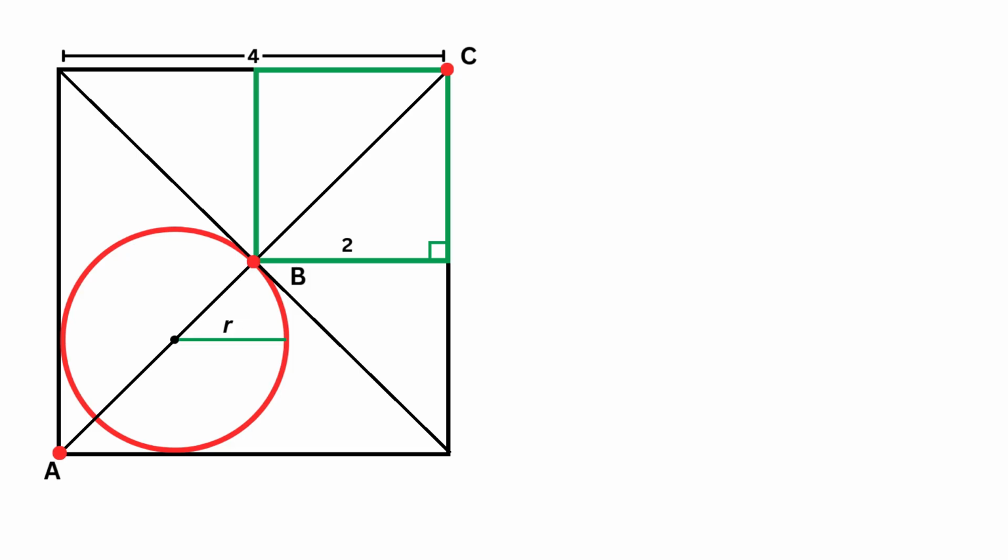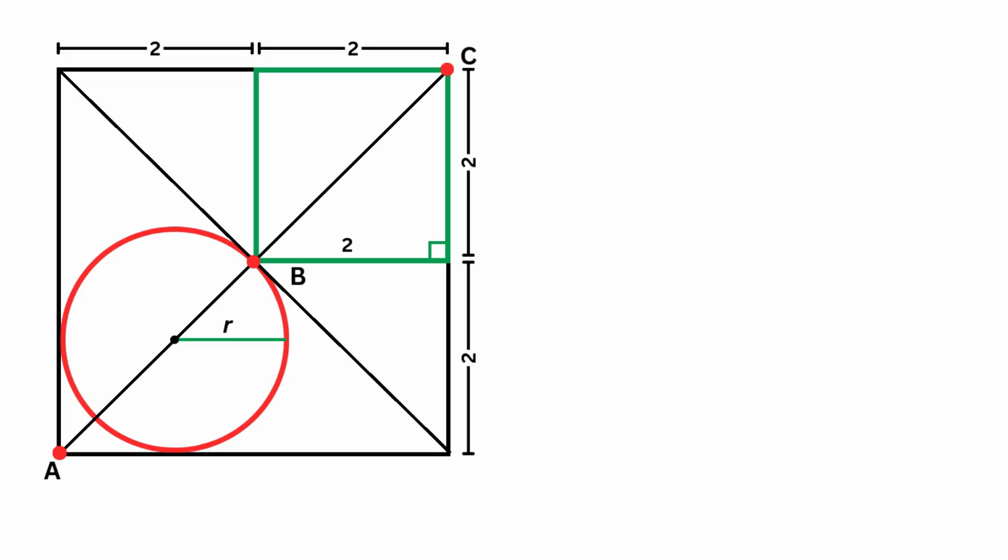This means each diagonal is cut into 2 equal parts at the crossing point. So, all 4 half segments measure 2 meters each. Because of this, point B sits exactly in the middle of line AC. This fact is very important for finding the radius of the circle. Now, if I place a point here and call it point I, at point I a right angle is formed.